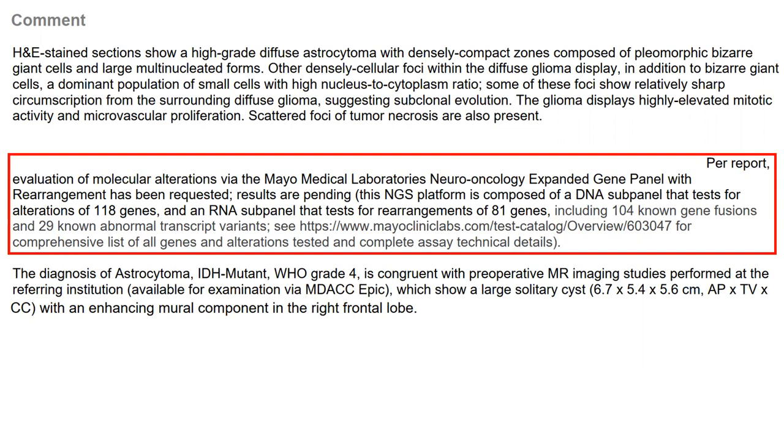You can do anything you want in your path reports, in your radiology reports, that helps the primary care physician, which means it helps the patient, right?